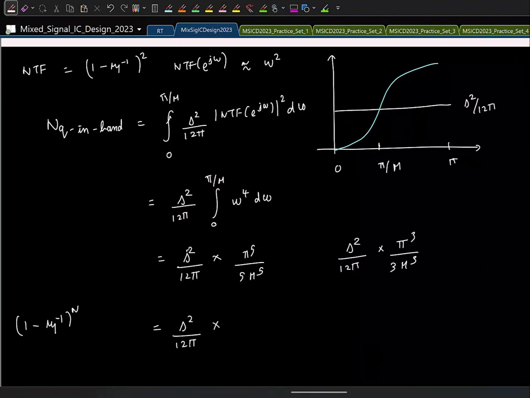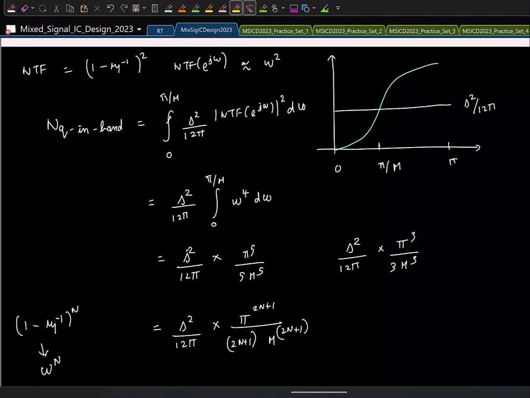what will be the exponent? Pi by m to the power what? No, look at it carefully. If I have (1 minus z inverse) to the power n, how does this go at low frequencies? Let's do it step by step. At low frequencies it goes as omega power n. You are taking the magnitude squared of it and integrating, so this is basically this, giving an exponent of 2n plus 1. Right? So now this is nice.